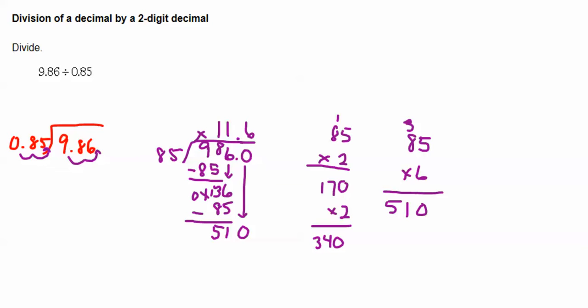Evenly, we multiplied over here, which gives us that remainder 0. That tells us that we're finished, that our answer as a decimal has terminated or it has stopped. Okay, so our answer for our original problem, 9 and 86 hundredths divided by 85 hundredths, is 11.6 or 11 and 6 tenths.